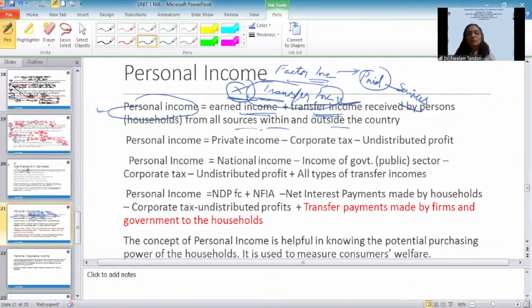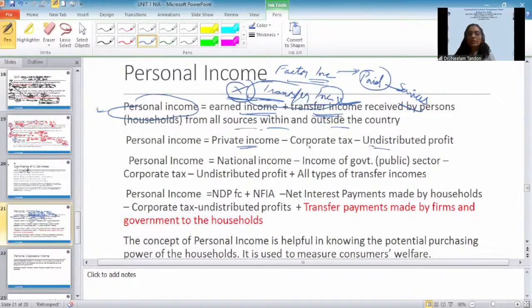So personal income is private income minus corporate tax. Why do we deduct corporate tax and undistributed profits? Because this is the income of whom? You have paid for the shares and others to the corporate, households have paid to the corporate for investing, generating returns, but they are not passing on to you. So undistributed profit, it is not coming back to you. That is why it is minus.